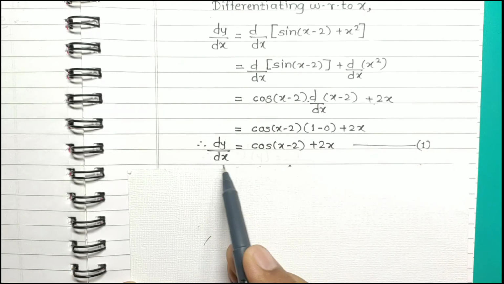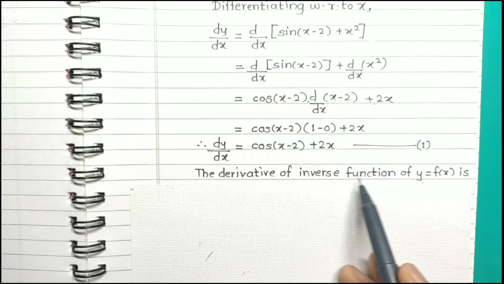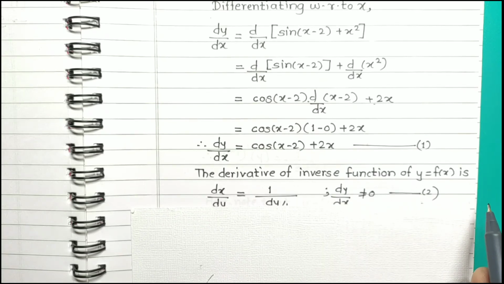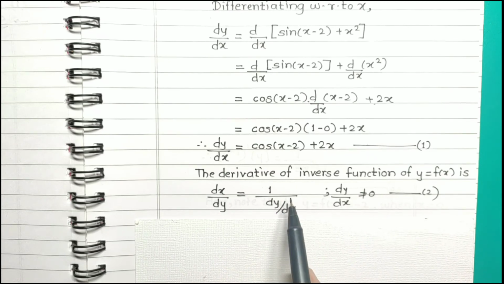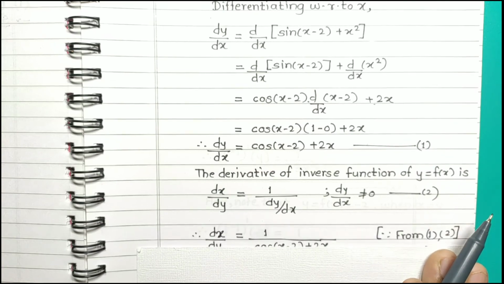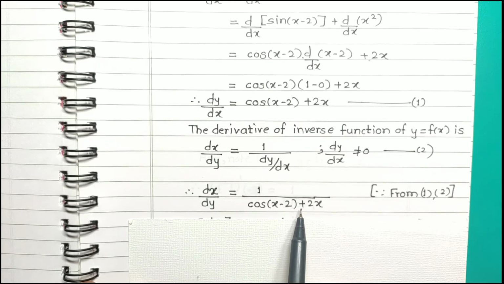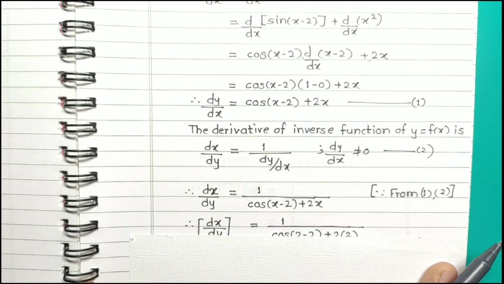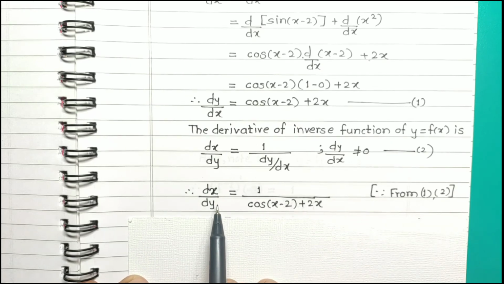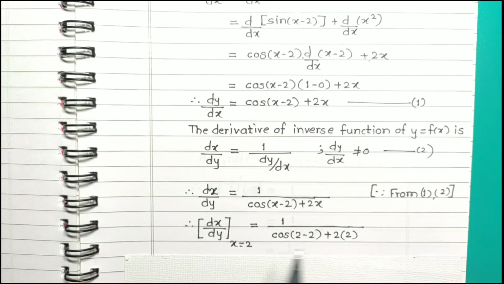Using this we have to find dx by dy. For that we have the result: the derivative of the inverse function of y is equal to f of x is dx by dy is equal to 1 upon dy by dx, call it equation number 2. From 1 and 2 we have dx by dy is equal to 1 upon cos(x − 2) + 2x. Now this is the derivative of the inverse of the given function, and we have to find it at x is equal to 2. So we write it as dx by dy at x is equal to 2.